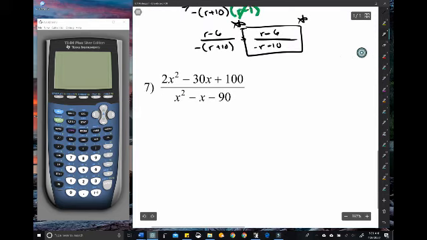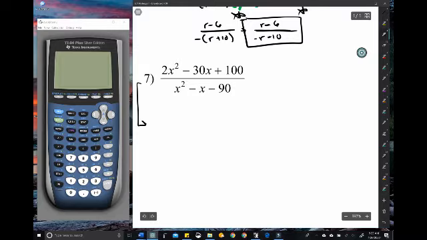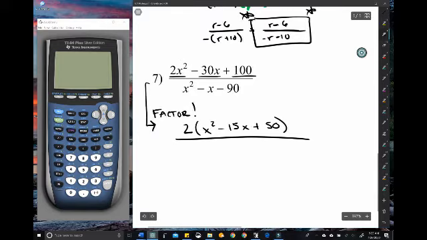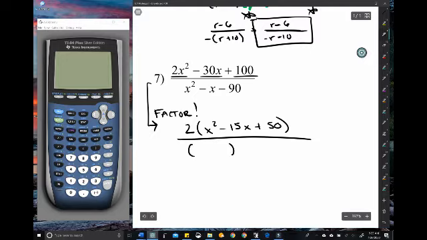Let's see, these last ones, they're a doozy, but just remember all of your factoring techniques. That's why it's one of the last lessons in the unit. It involves everything. So first, greatest common factor amongst the numerator. So we just need to factor everything. Factor out 2, that leaves you with x squared minus 15x plus 50. The denominator, I'm going to factor that ahead of time here. 90, adding to negative 1, so x minus 10 and x plus 9.